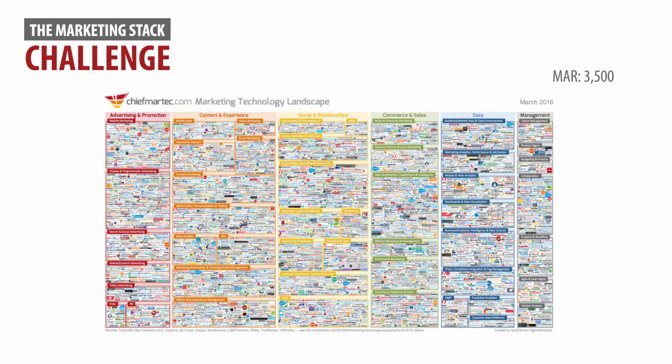In 2016, at the beginning of the year, there were about 3,500 tools, and at the end of the year, it almost doubled again. There are 5,700 tools in the marketing world today, and that number is just growing every day. Marketing stack is a problem. If you have any of these tools and you're trying to move data between them, you know exactly what I'm talking about. Most people have many more than 1 or 2. Most have maybe 5 or 10. There are people who have as many as 30 or 35 different tools in their marketing stack.